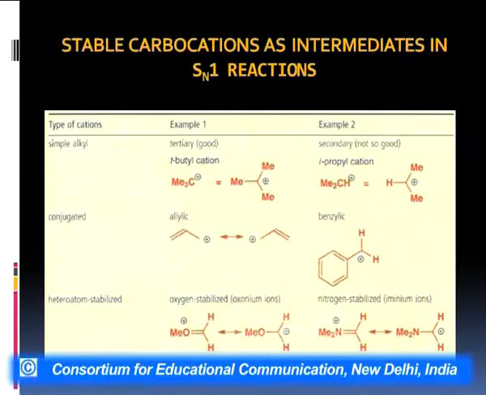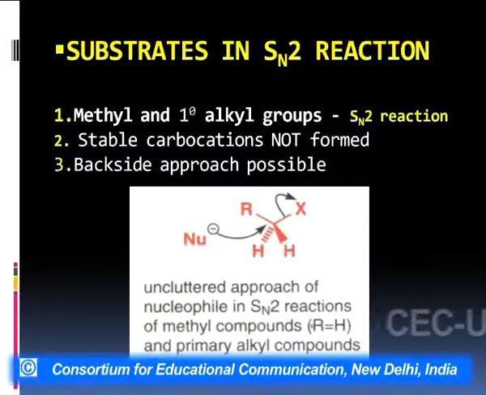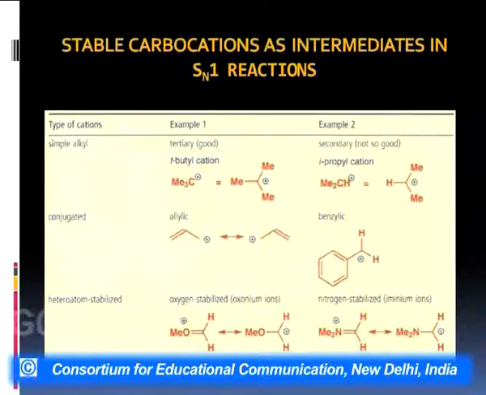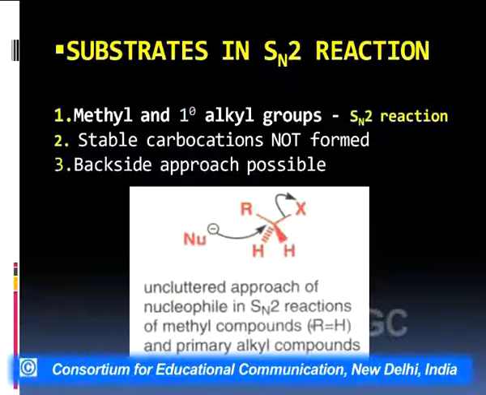Now the next point. In this slide, I have simply summarized the good substrates with which we can work in SN1 reactions. So tertiary groups, groups stabilized by an allylic group or a benzylic group, and species in which the carbocation is stabilized by a lone pair of electrons on the adjacent atom. All these groups will undergo reaction by the SN1 mechanism.